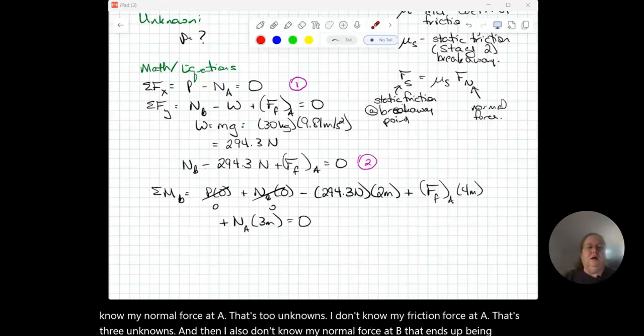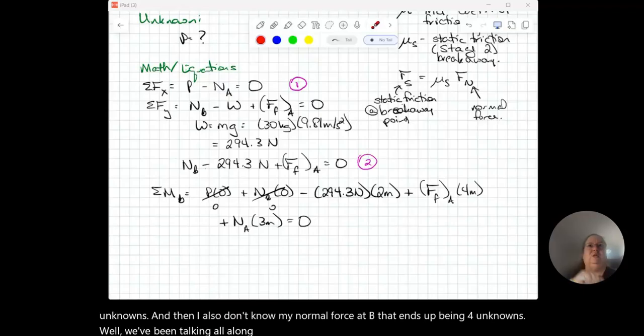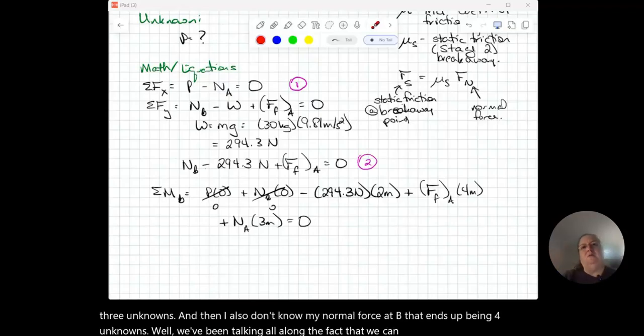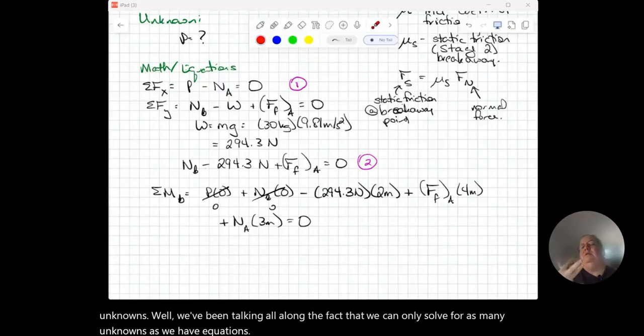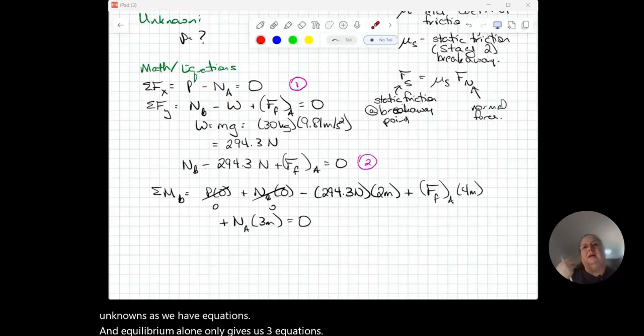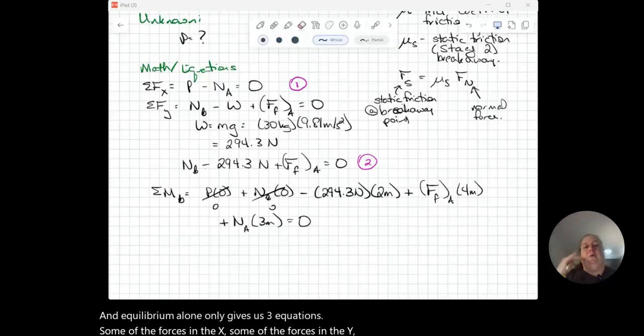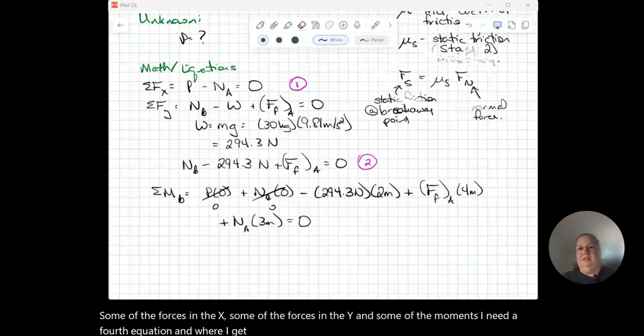Well, we've been talking all along the fact that we can only solve for as many unknowns as we have equations, and equilibrium alone only gives us 3 equations: sum the forces in the X, sum the forces in the Y, and sum the moments. I need a 4th equation, and where I get that 4th equation is this equation.